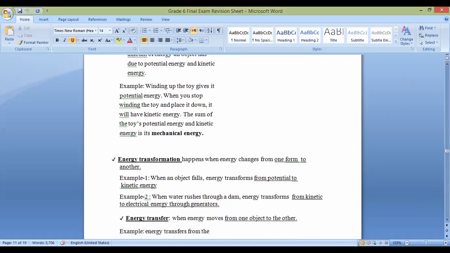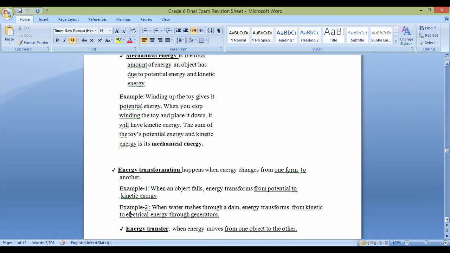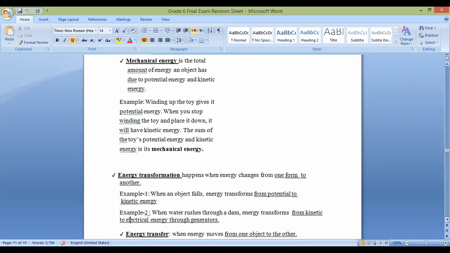Yes, Karim. Can you tell me another transformation of energy? Tell me about this example. When water rushes through a dam, energy transforms from kinetic to electrical energy through generators. Bravo. Excellent. This is another example of transformation. It was kinetic, which is moving water, and it's transformed to electricity, another form of energy.